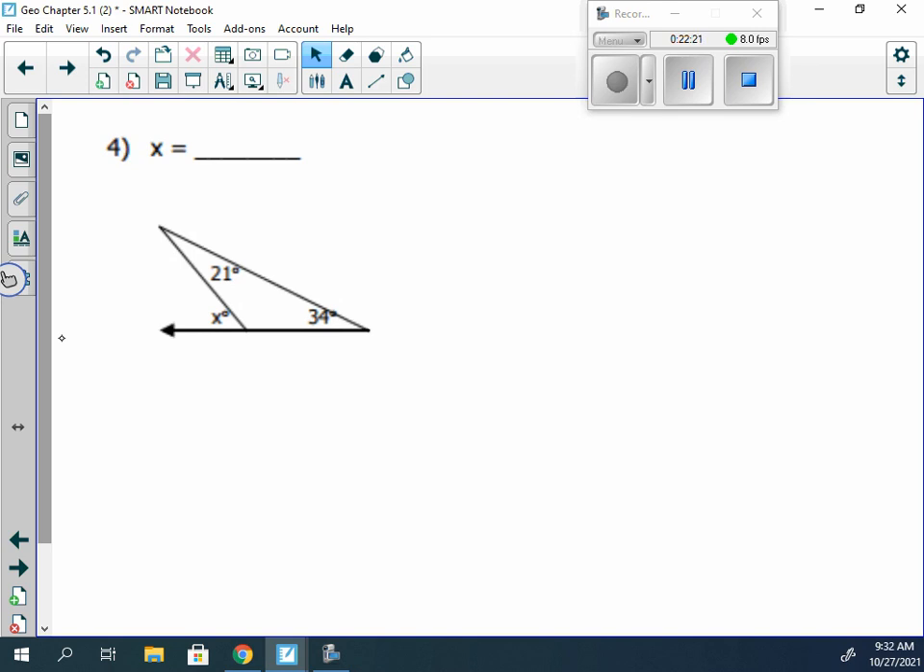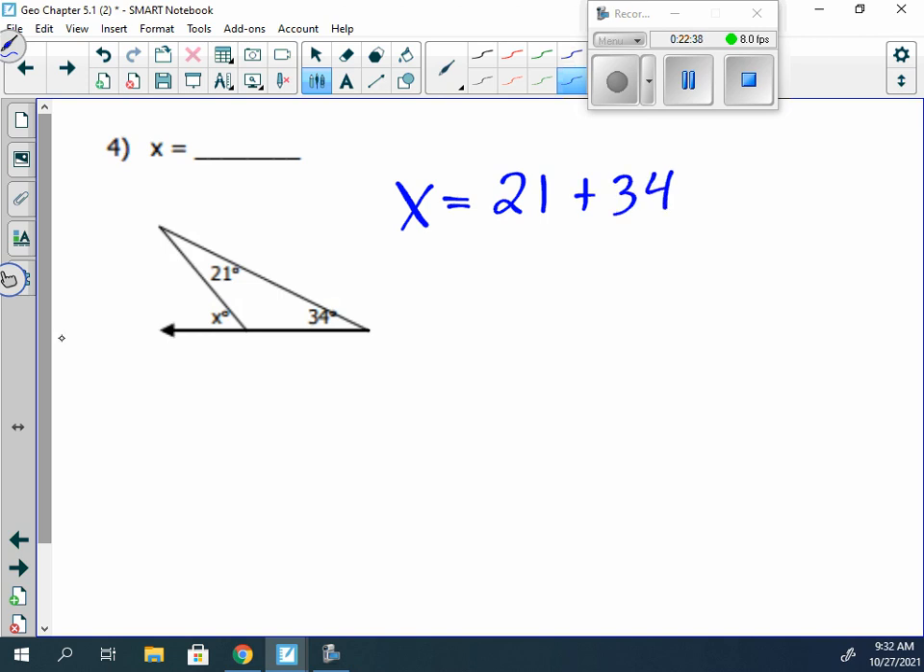Let's look at some examples. Here, what is the measure of the exterior angle? And this would equal the sum of the opposite two interior angles, which are? So if we add those two together, we would get the exterior angle.